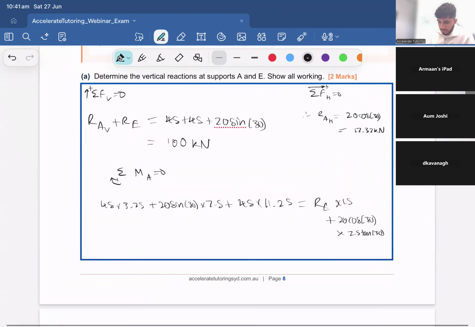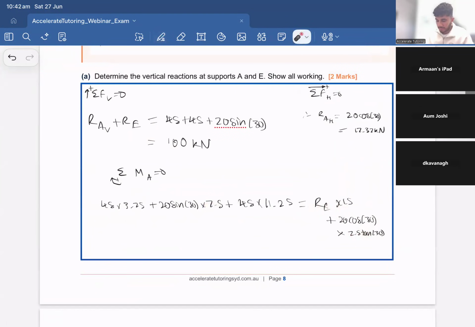So now simply just take this to the other side, divided by 15. So let's do that. This will be a long input on our calculator. 20 sine 30. Realistically, in the exam, show more lines. I'm just going to put it all into my calculator and see what we get as our answer. Minus 20 cos 30 times 7.5 tan.